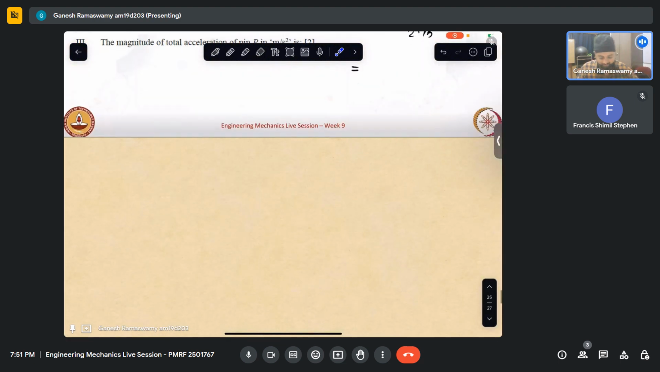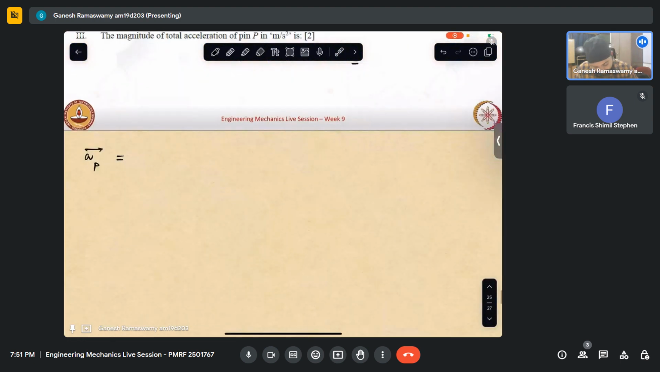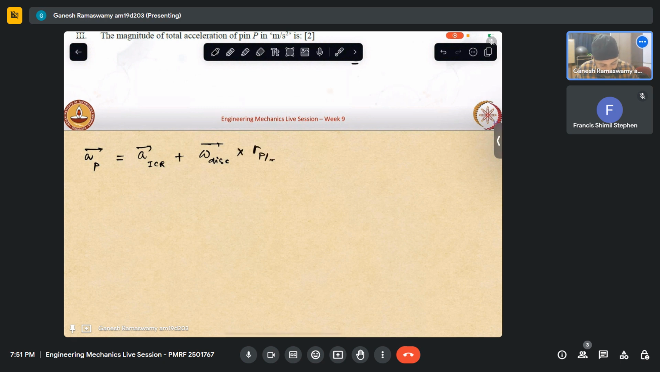Acceleration of P I can take, let me just call it ICR. So it is nothing but acceleration of ICR plus omega of the disk cross R of P with respect to ICR plus alpha of the disk cross R of P with respect to ICR.